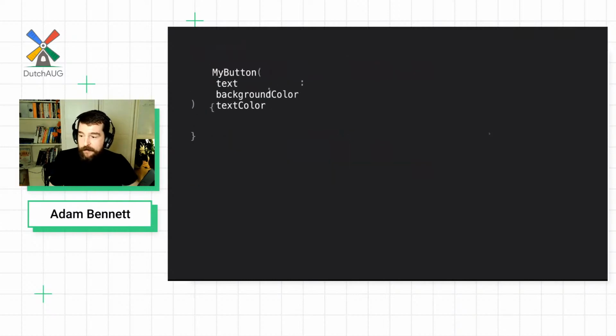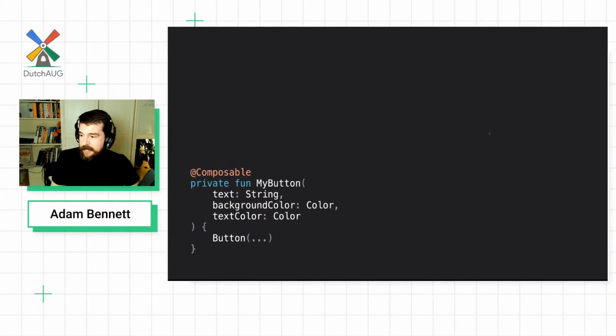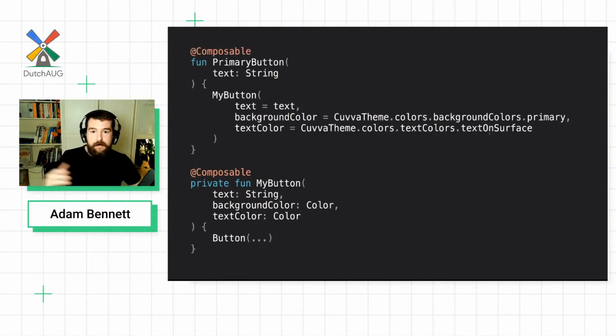But like I said, composables are cheap. Why not make this a private implementation detail, push it down, and create a primary button variant of your composable? And this means that there's no way to misuse this. There's no way to accidentally make something which is an invalid choice according to your design system. And it hides complexity from the caller.